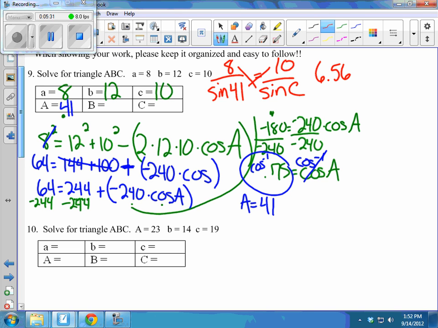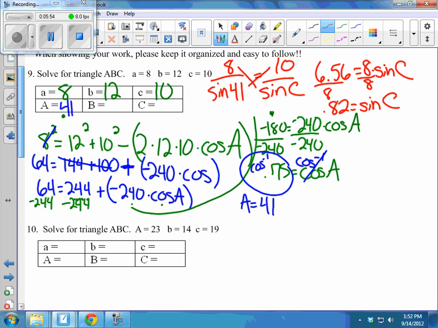And then that means 8 times sine of c should also be 6.56. So now to get c by itself, I move the 8 and the sine. I'm going to move the 8 first by dividing. And when I divide that on my calculator, I get about 0.82.